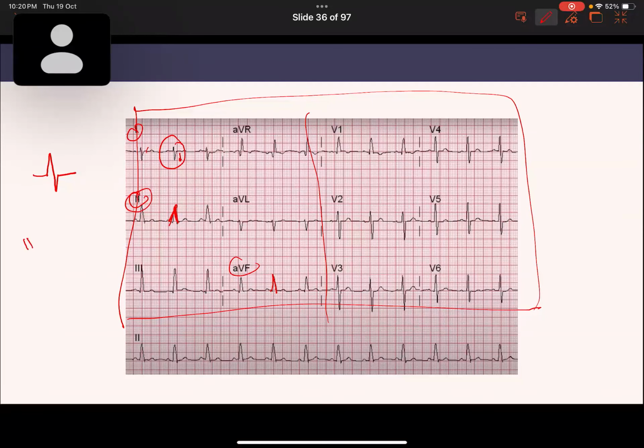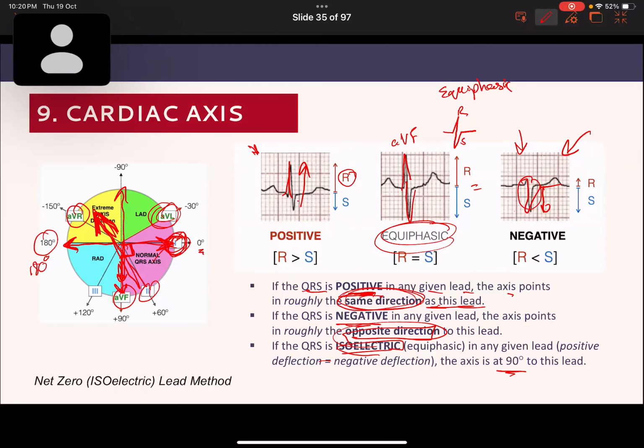So two things that you should know about this. Lead 2 and it's positive. You go back to the circle that you drew before the exam on a separate paper, and then you look for lead 2. We said that if it's positive, then it has to be in the same direction, meaning the cardiac axis is somewhere facing the same direction as this lead. Okay, so that was an example for the positive QRS complex.